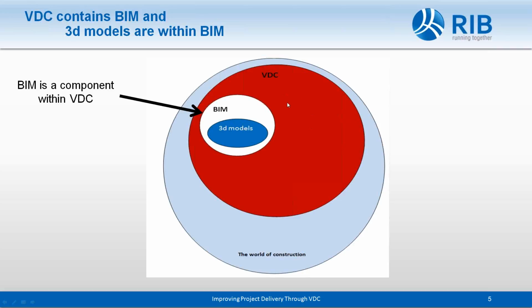In a later lecture, we'll go into all the different components that make up VDC. But for now, let's just understand that BIM is one single portion that makes up VDC as a whole. And 3D models, that's not the totality of what BIM is. 3D models are a part of BIM, just as BIM is within VDC.